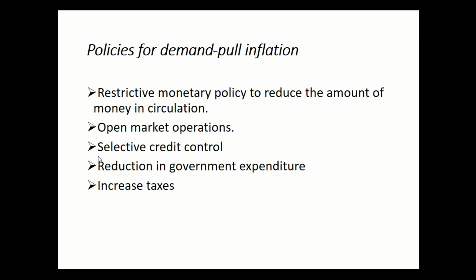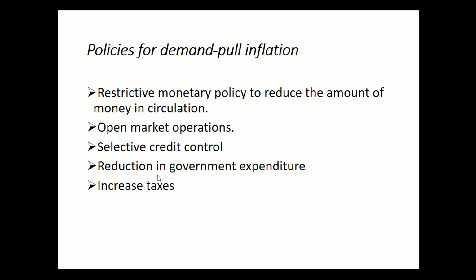After this, there is selective credit control. Selective credit control is when the central bank commands the commercial banks to give credit to projects which are going to increase production, while others are restricted from getting credit. This will reduce the money in circulation and, on the other hand, increase the production process, which controls inflation.